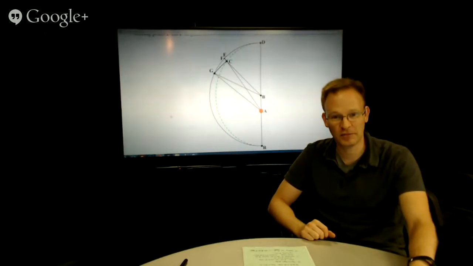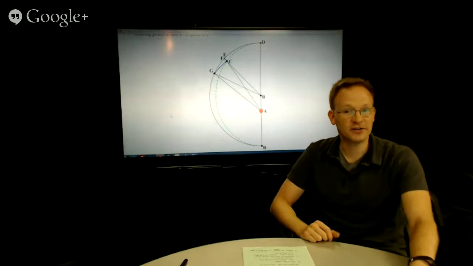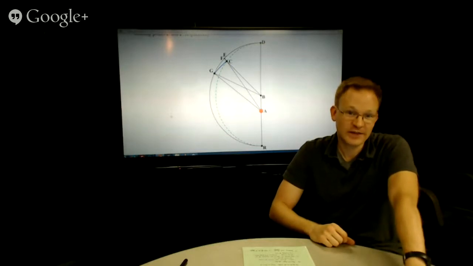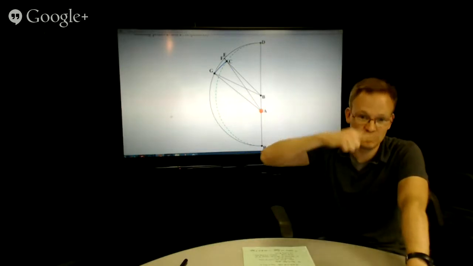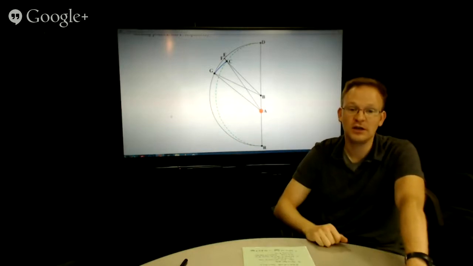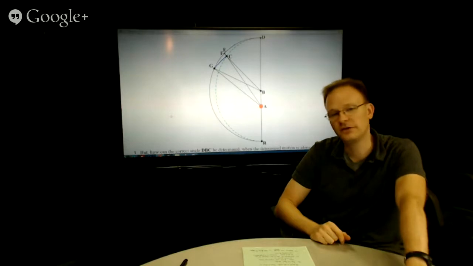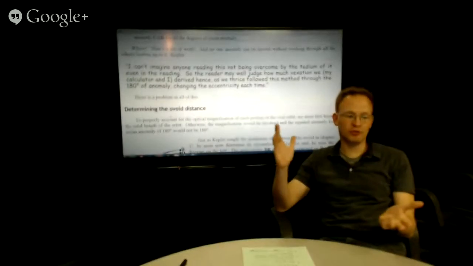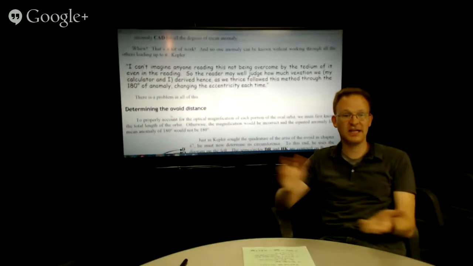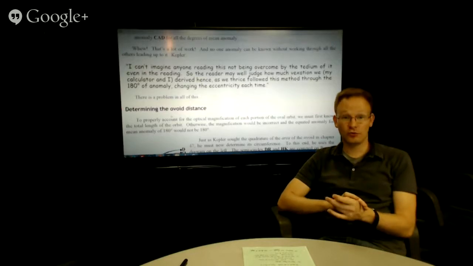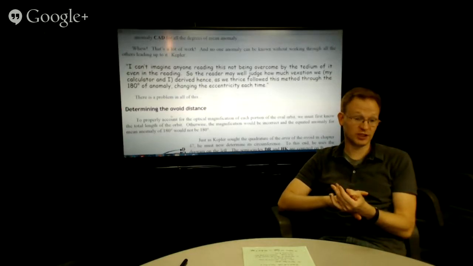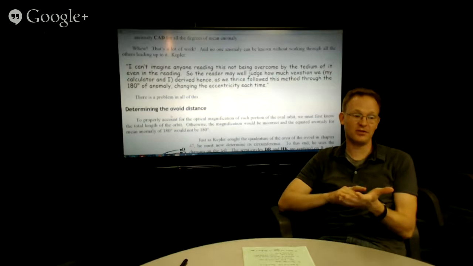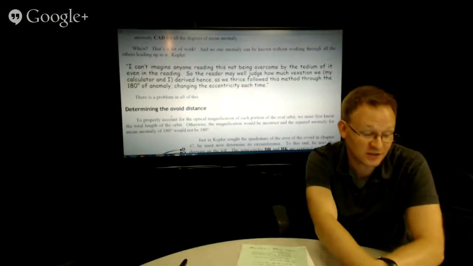It's a painful bunch of calculations, and it requires guessing what the total circumference of the oval is. He doesn't know what that is. He makes a guess. He tries out making it move that way, and then maybe it moves too far, so he's got to try the whole thing all over again. Super difficult. He's got this great quote. He says, I can't imagine anyone reading this not being overcome by the tedium of it, even in the reading. So the reader may well judge how much vexation we, my calculator and I, derived hence, as we thrice followed this method through the 180 degrees of anomaly, changing the eccentricity each time.